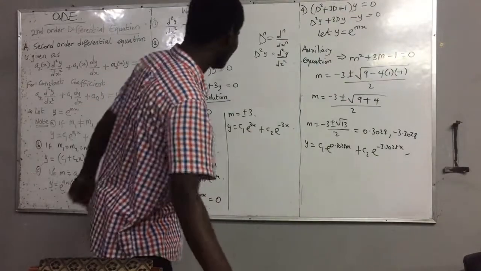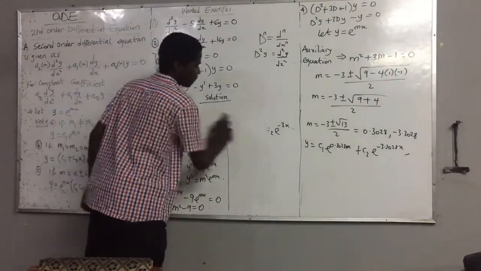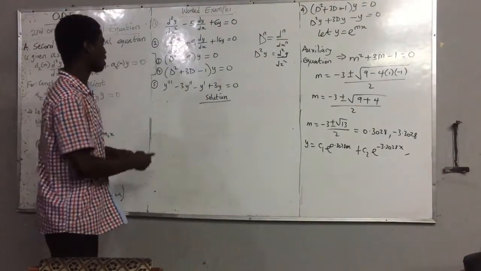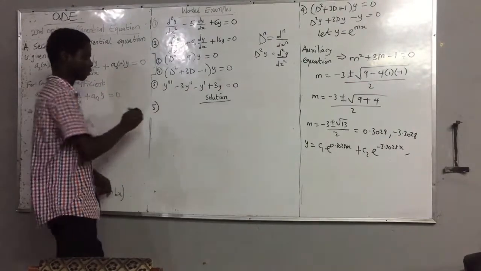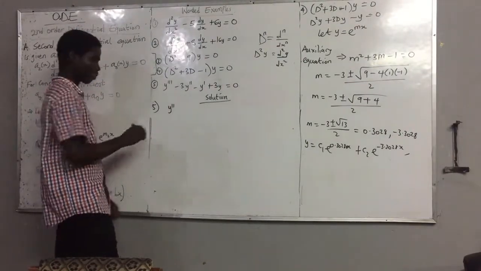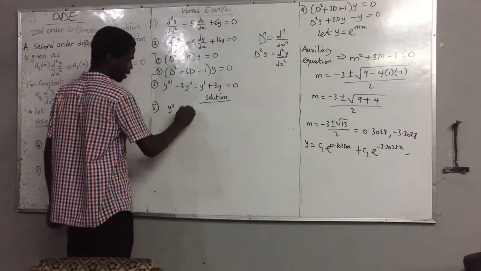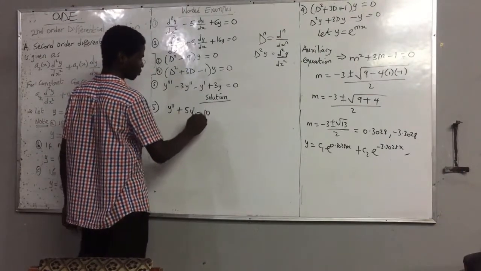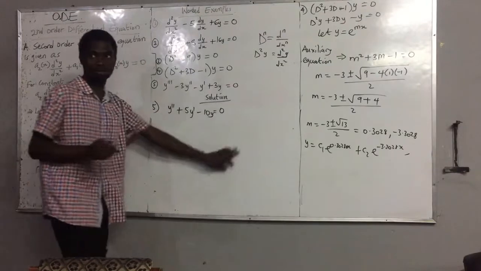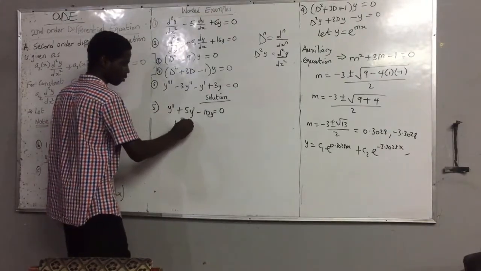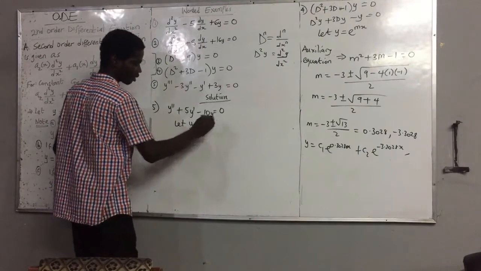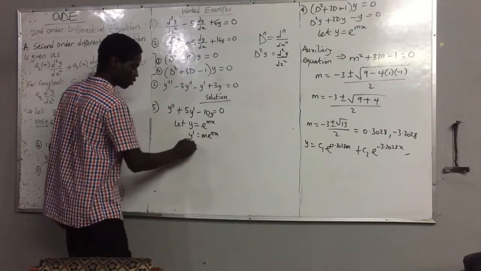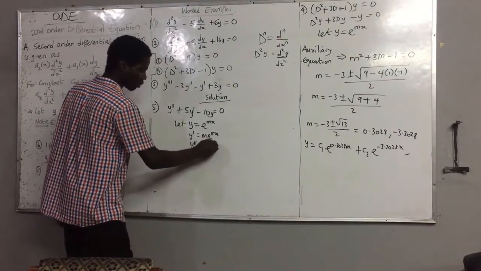Now, before I solve the last one, let's solve this one: y double prime plus 5y prime minus 10y equals 0. You will let y be equal to e raised to power mx. You know that already. So y prime is m e raised to power mx, y double prime is m squared e raised to power mx.